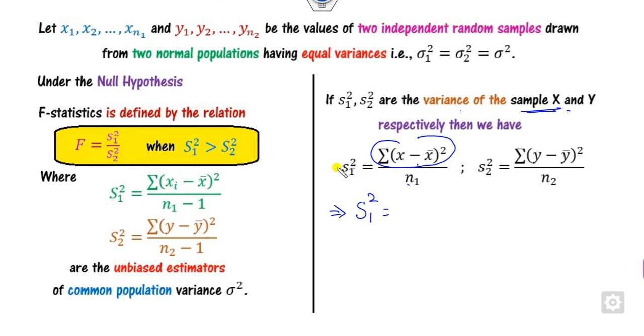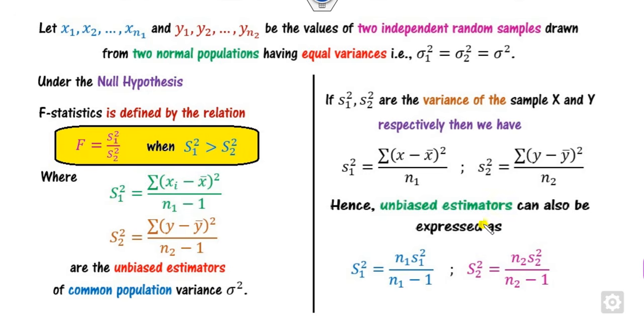This is n1 small s1 squared. I can substitute here: capital S1 squared is n1 small s1 squared upon n1 minus 1. Similarly, capital S2 squared is n2 small s2 squared upon n2 minus 1. Therefore, the relation between the unbiased estimator of the population variance and the variance of the sample is defined by equation number 1.